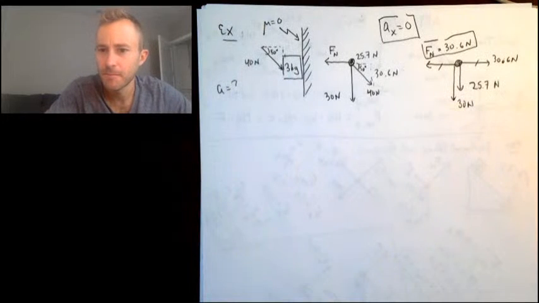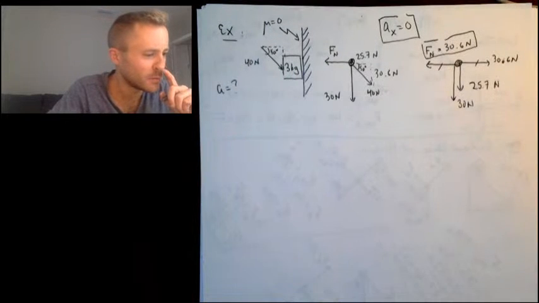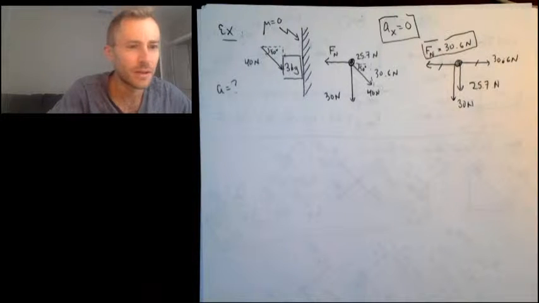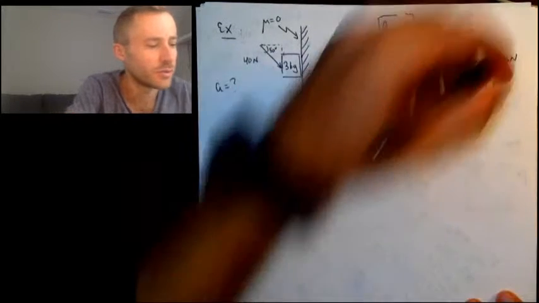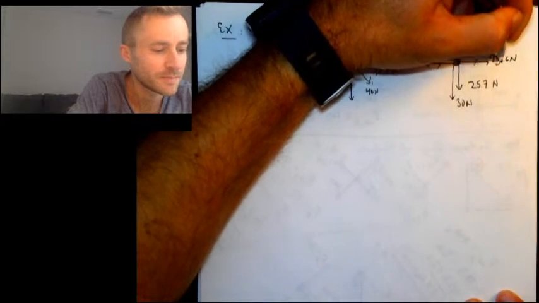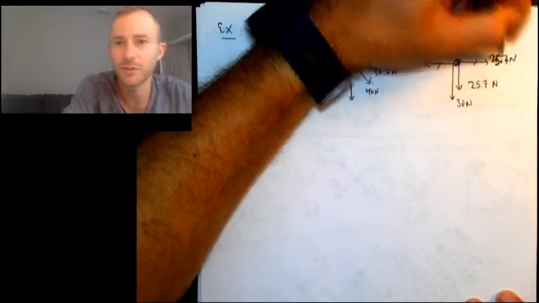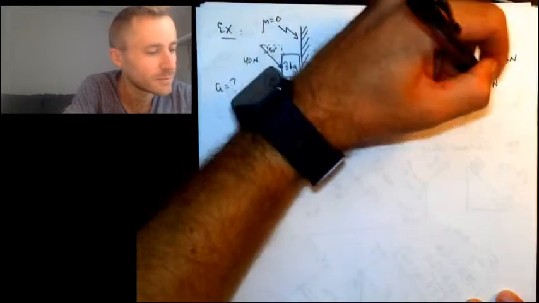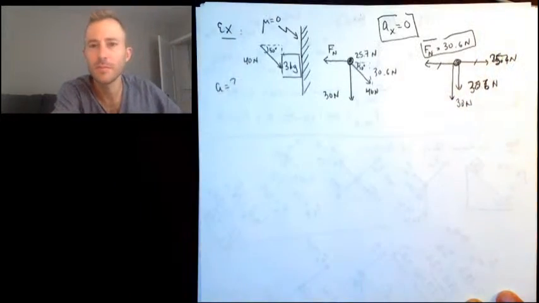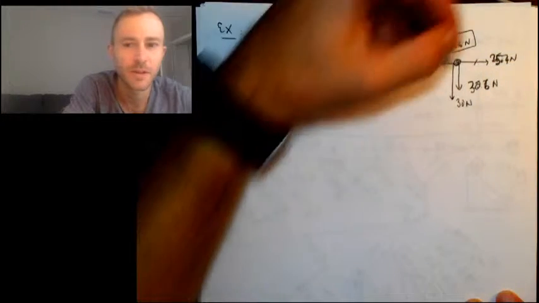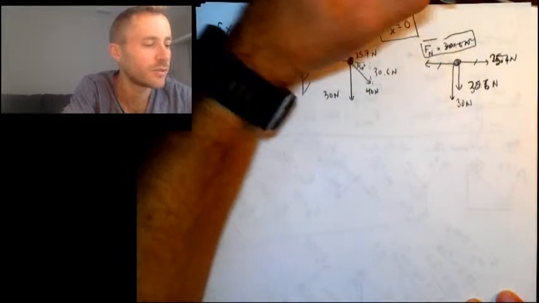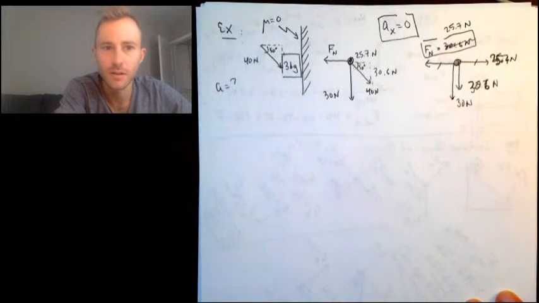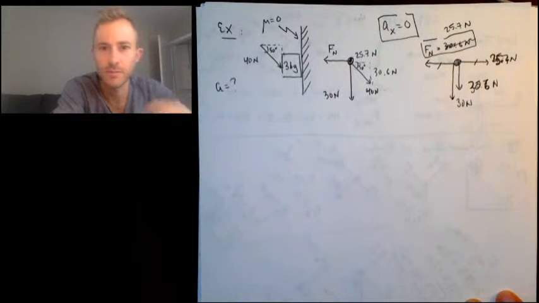Okay. Oops, I made a mistake. Thank you for catching that. I goofed. This should be 25.7. I reversed my two forces, and this should be 30.6. So that was wrong, and this should be 25.7 newtons. I'm sorry about that. I goofed. Good catch.